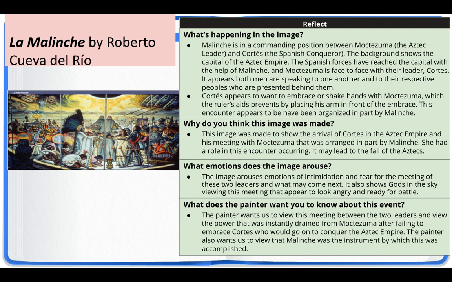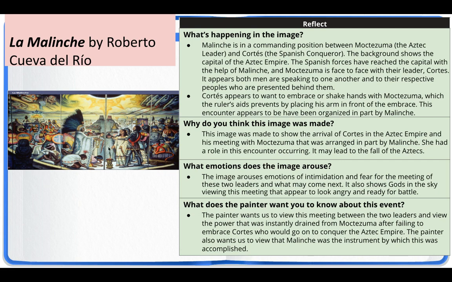As you reflect deeper and think closely about this image, there are certainly some things we see happening. First off, Malinche is in a commanding position between Montezuma, the Aztec leader on the left, and Cortez, the Spanish conqueror, on the right. The background shows the capital of the Aztec Empire, and the Spanish forces led by Cortez have reached this capital with the help of Malinche, and Montezuma is face to face with their leader, Cortez.